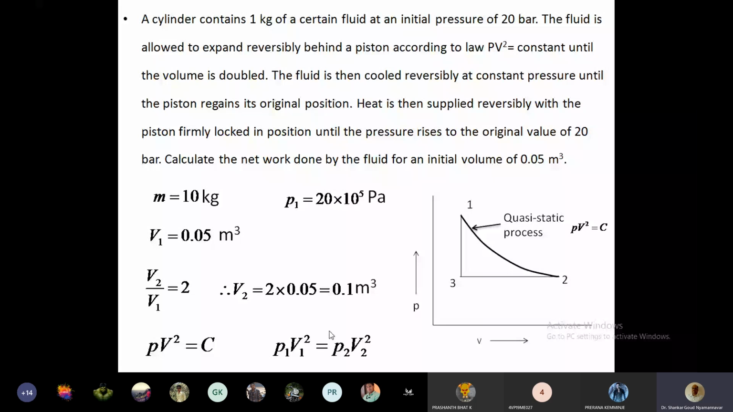See, P2 is equal to P1 into V1 by V2 whole square, right? What is V1 by V2? V2 by V1 is 2, so V1 by V2 will be 1 by 2. 1 by 2 whole square will be 1 by 4. Correct? 1 by 4 into 20. How much will it be?